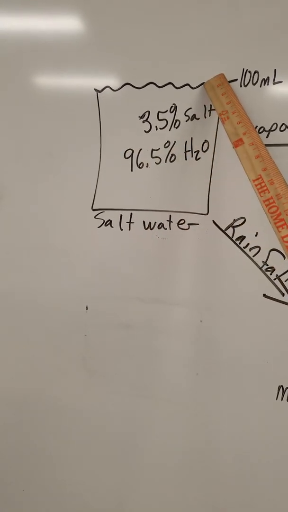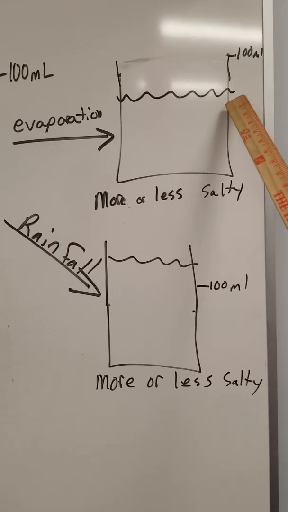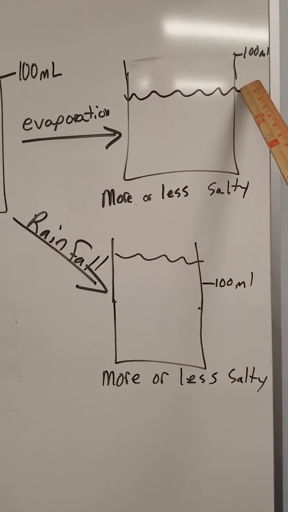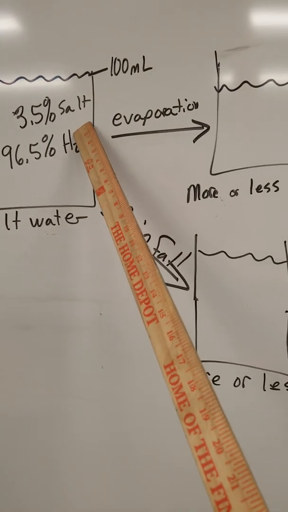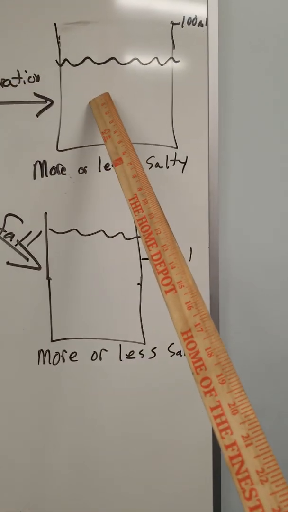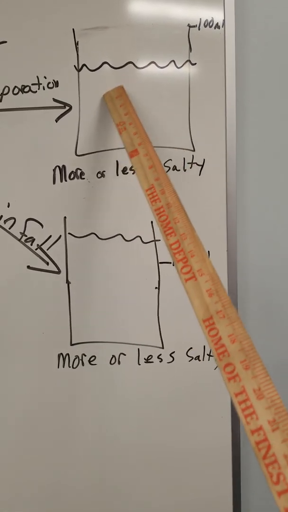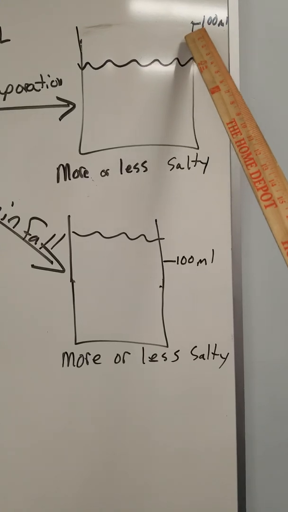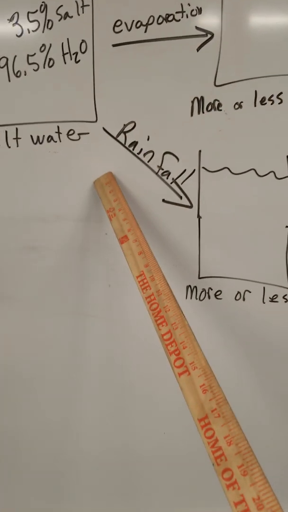Okay, we have 100 milliliters. Now, some evaporation occurs, and so now, I don't know, maybe we have 70 milliliters of water. Okay, now the salt doesn't evaporate. So you have the same amount of salt here that you have here. Now, is this going to taste more or less salty, since there's less water but the same amount of salt?